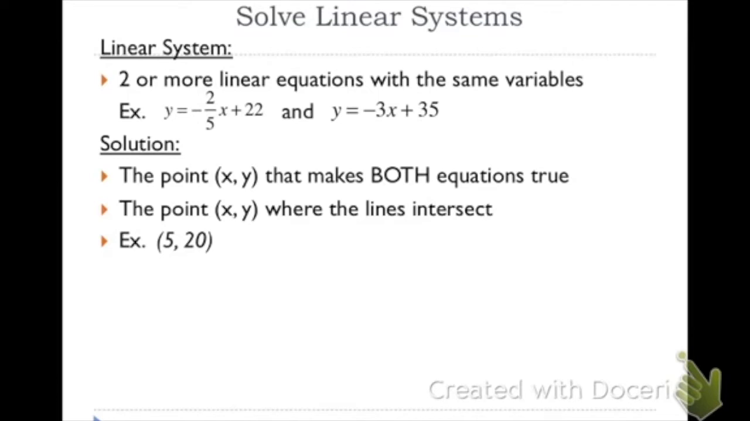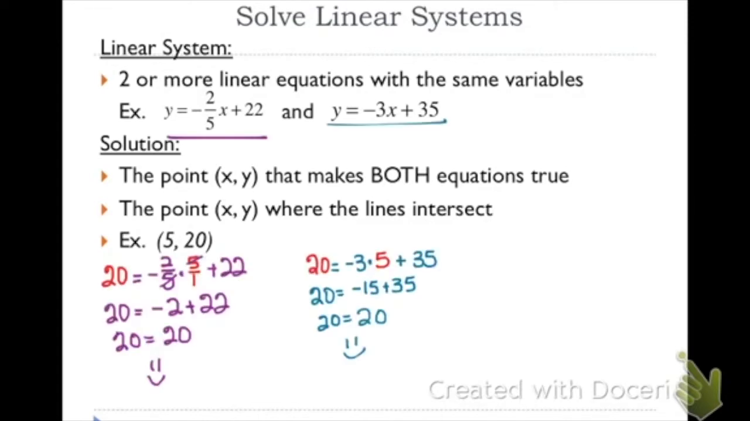Now, I've already done the work on this, and the solution to this system of equations that I have given you is the point (5, 20). So if I put the x value of 5 and the y value of 20 in both of these equations, I would get a true statement. And I'm going to do that real quick for you so you can see what I'm talking about. As you can see, I took the 20 and replaced the y, and I took the 5 and replaced the x in both equations and then solved them. And I got 20 equals 20. So indeed, (5, 20) is the x and y value that is the solution to this system of equations.